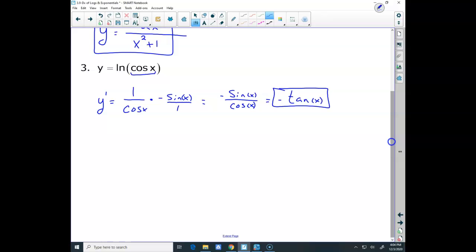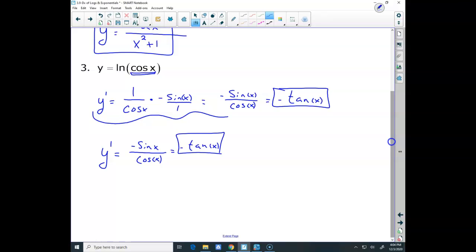Okay, again, it's kind of a little bit of work there. So when I usually would write it, I would think of y prime equals derivative of the argument, negative sine x, over the argument, cosine x, which is negative tangent x. And I get the same thing no matter how you slice it or you dice it, okay?